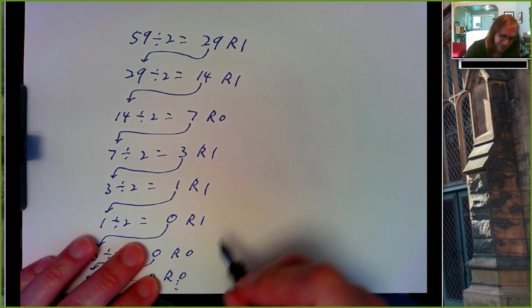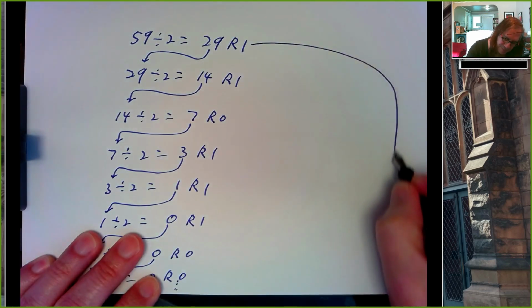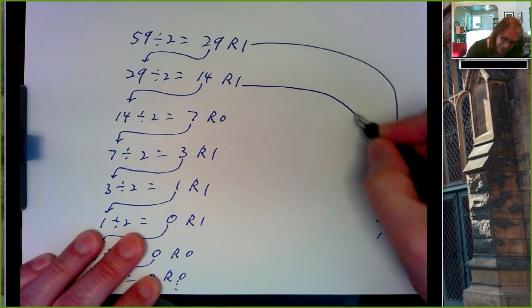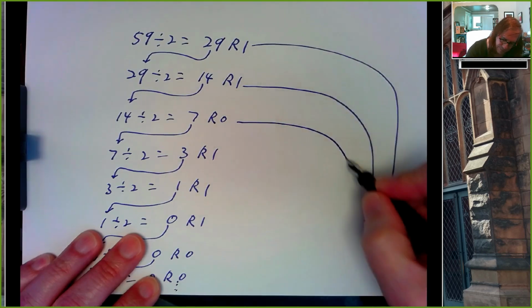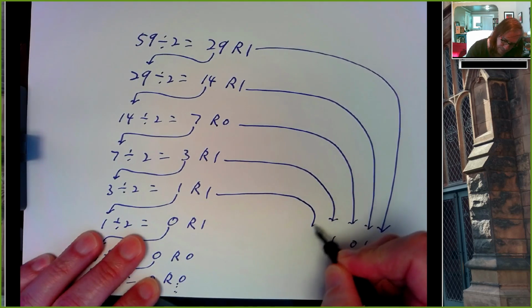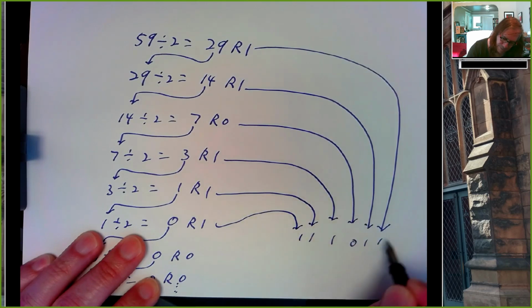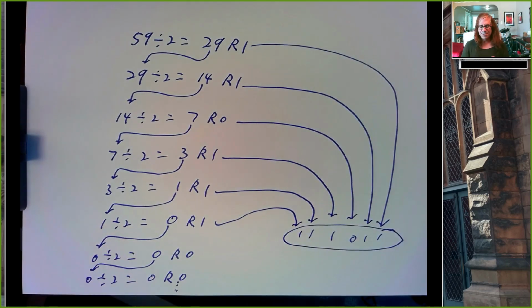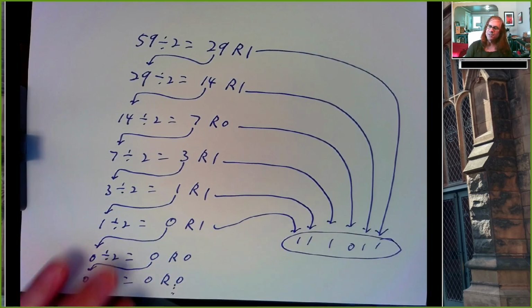All right, now if I write down these remainders, there's my number in binary. And that always works. And there's no guesswork involved. There's no trying to figure out the largest power of 2 that's less than this and subtracting powers of 2 and all that. Just keep dividing by 2. Look at the remainders. The remainders form the bits of your number.